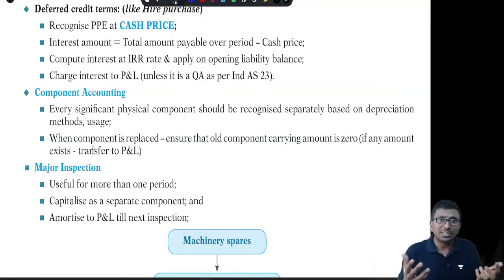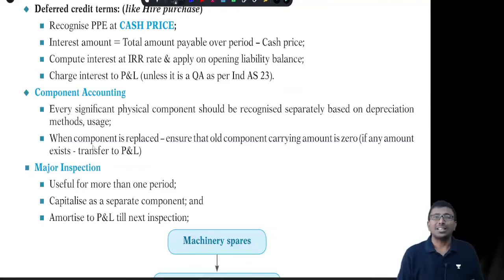So PPE should be recognized at what amount, sir? PPE should be recognized at the cash price. Then what is the interest amount, sir? The interest amount is the total invoice amount that you pay minus the cash price. Invoice amount minus cash price, that is going to be the interest amount. For that you can calculate the IRR. In most circumstances in the examination they will only give you the rate, so it will be very easy to calculate.